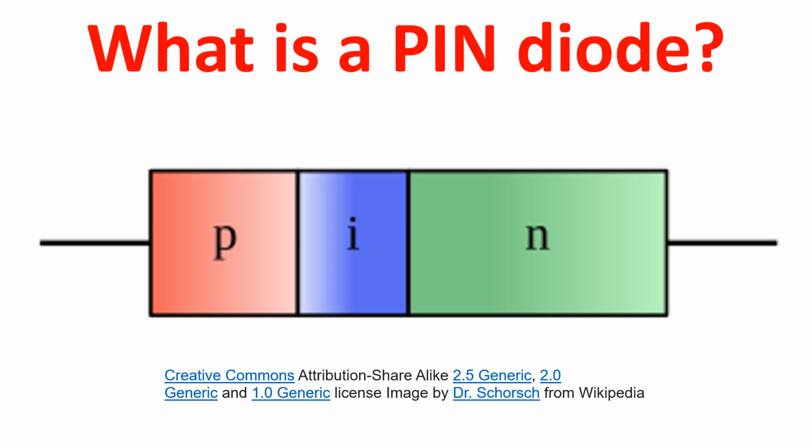Intrinsic region is flooded with charge carriers from P and N regions in what is known as high level injection. Pin diodes will conduct current once the flooded electrons and holes reach an equilibrium point with equal number of electrons and holes in the intrinsic region.